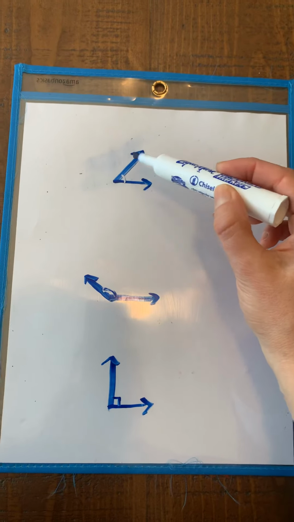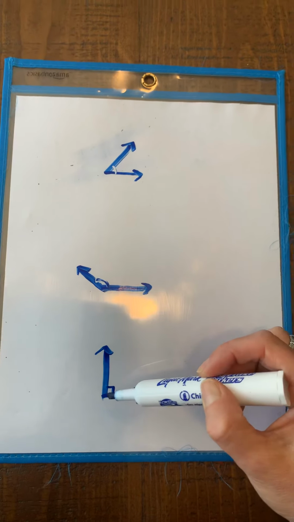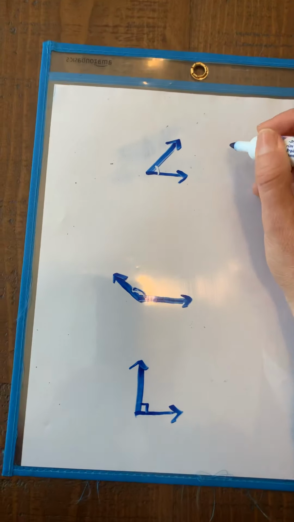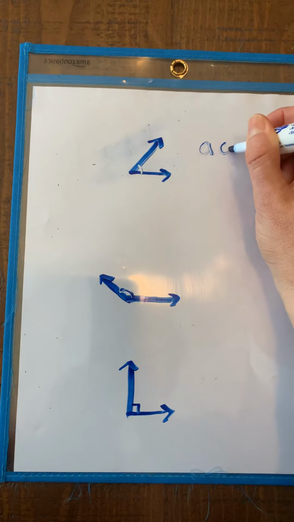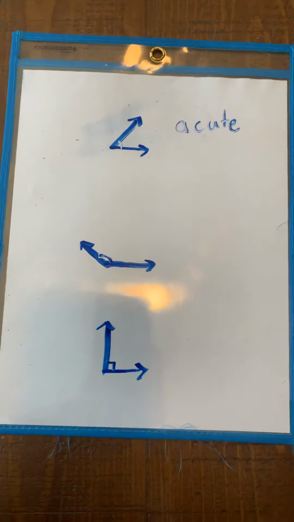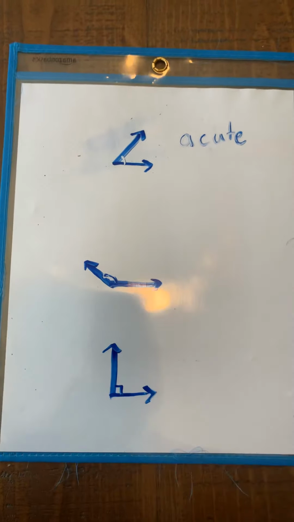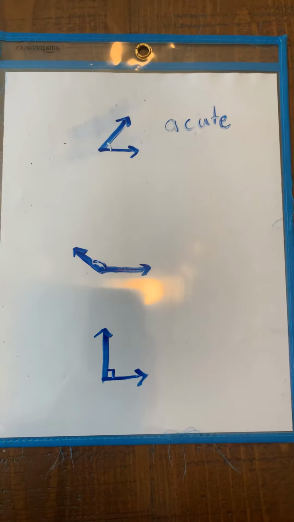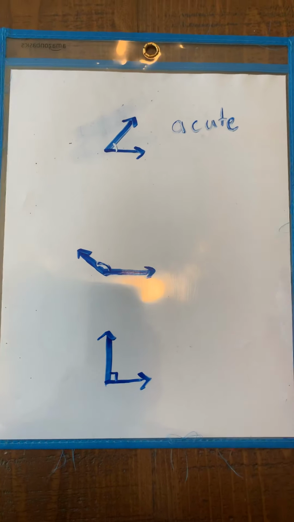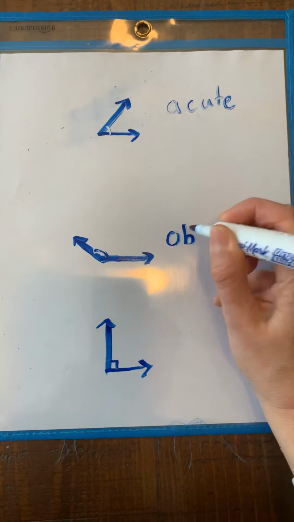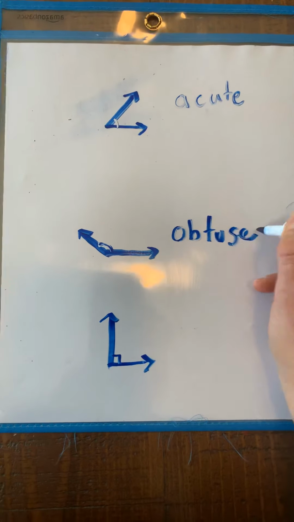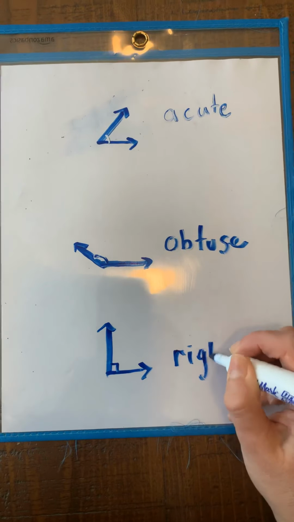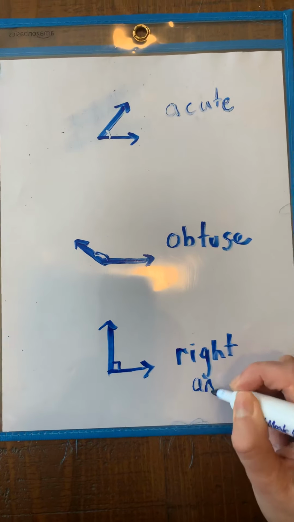right here, you may notice is smaller than a right angle, or less than a right angle, which is here. And we call this an acute angle. It's cute. It's small. Here we have an angle that's obviously larger. It opens greater than a right angle. So we're going to call that an obtuse angle. And lastly, of course, we have this right angle that measures 90 degrees.